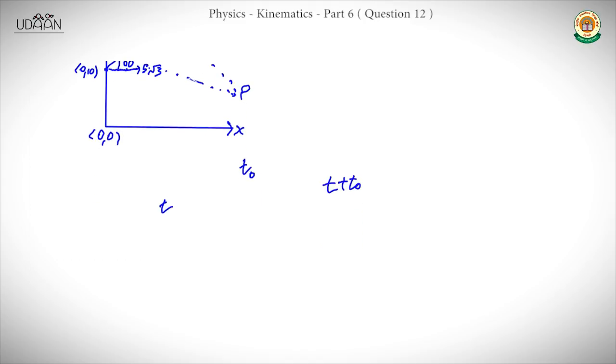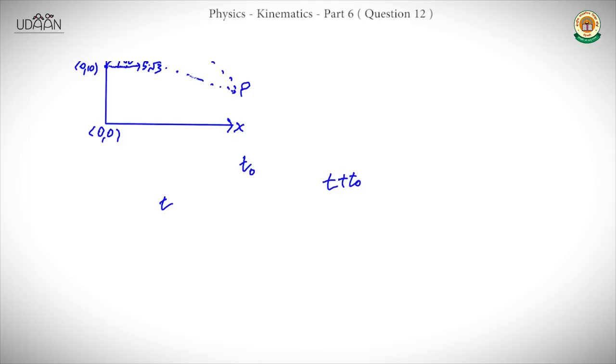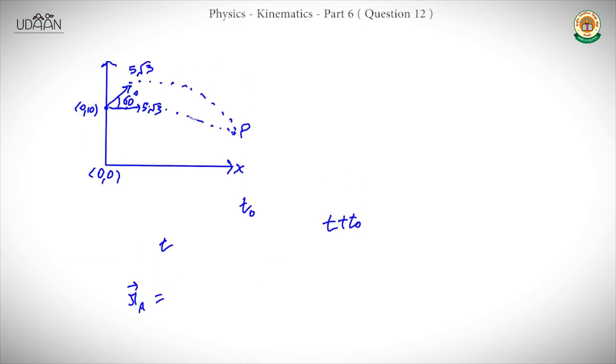So what we will do is write the equations like RA and RB vectors for both of them. RA is the shot which is fired first. RA vector is equal to, these are the position vectors, x i cap plus y j cap. So I have to write the x coordinate. The x coordinate is initially equal to 0, so finally it will be equal to 5√3 into cos 60 degrees into t. A is the one which is fired at 60 degrees and which is fired first.